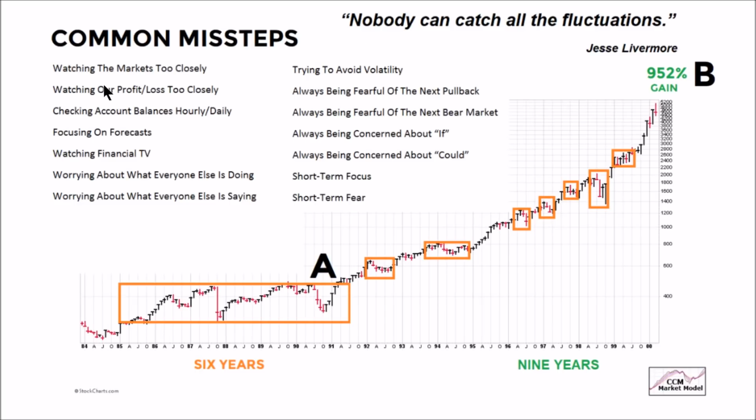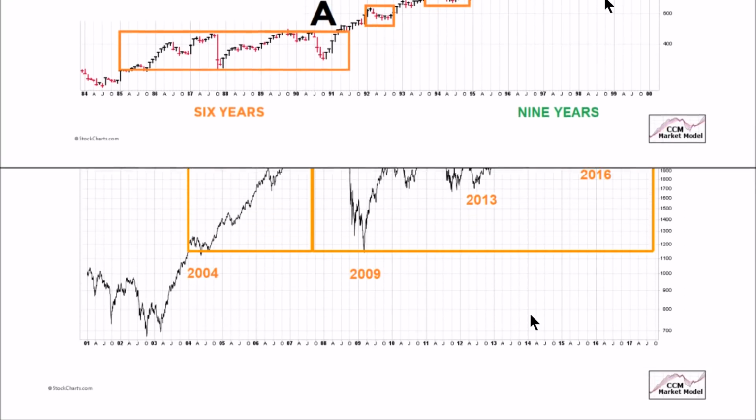The vast majority of the common missteps that derail us between a point A and a point B have to do with worrying about the possibility of short-term fluctuations and trying to trade around short-term fluctuations. There is always going to be a ton of volatility between a point A and point B. That's just a fact. That's the way markets work.